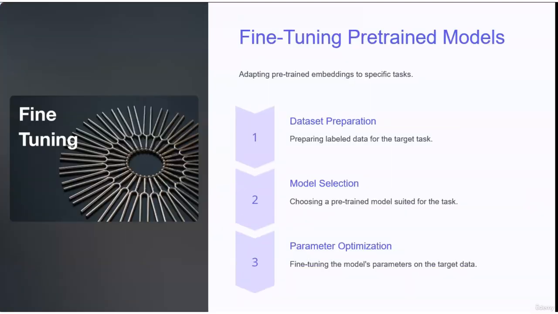Fine-tuning pre-trained embeddings involves several steps. Data preparation: prepare labeled data for the target task, ensuring it is representative and comprehensive. For example, collecting customer service dialogues to fine-tune a chatbot model. Model selection: choose a pre-trained model that best suits the task at hand. For instance, selecting RoBERTa for tasks requiring deep contextual understanding. Parameter optimization: optimize the model's parameters on the target data to improve performance. This includes adjusting learning rates and training epochs to achieve the best results.